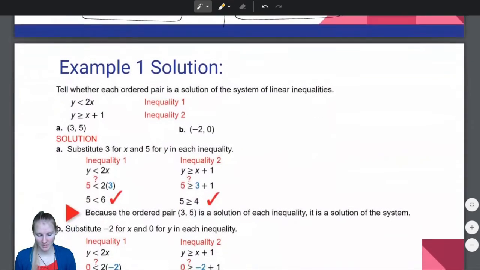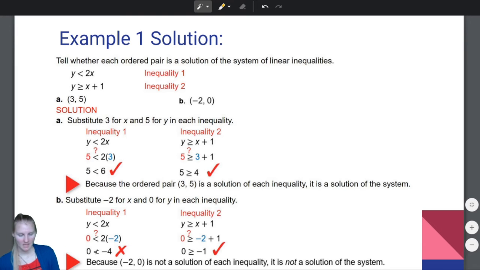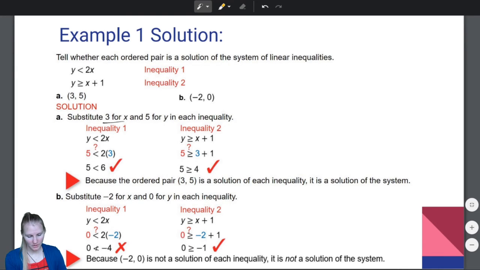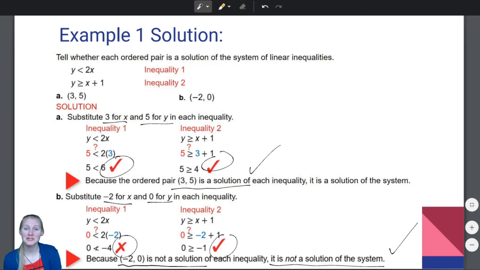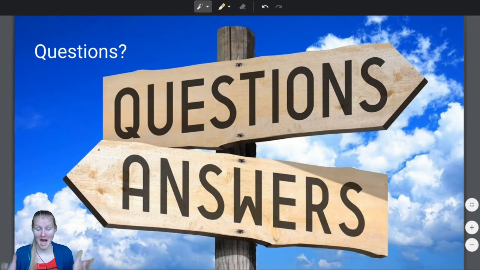Okay, let's check our answer. Substitute 3 for x and 5 for y. We have 2 check marks, so it is a solution. That's what we got. And for part B, substitute -2 for x and 0 for y. We got one that was not true and one that was true, so the point (-2, 0) is not a solution of the system. Aha! We were correct.